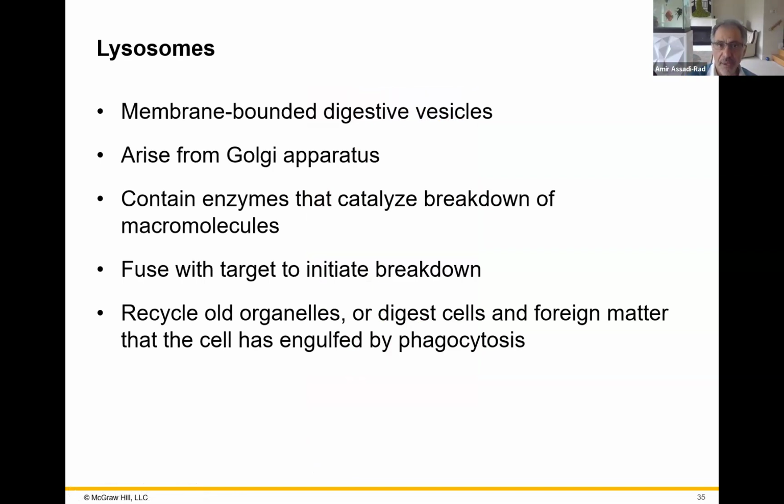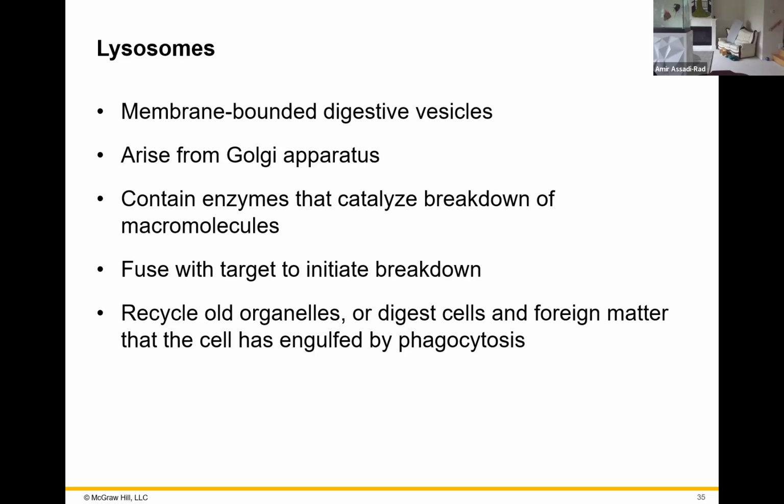Lysosome. Okay, membrane-bounded digestive vesicles, digestive enzymes, you should say. There are digestive enzymes inside of lysosome. Oh, I'm running out of power. Hang on. So that is the function of lysosome.